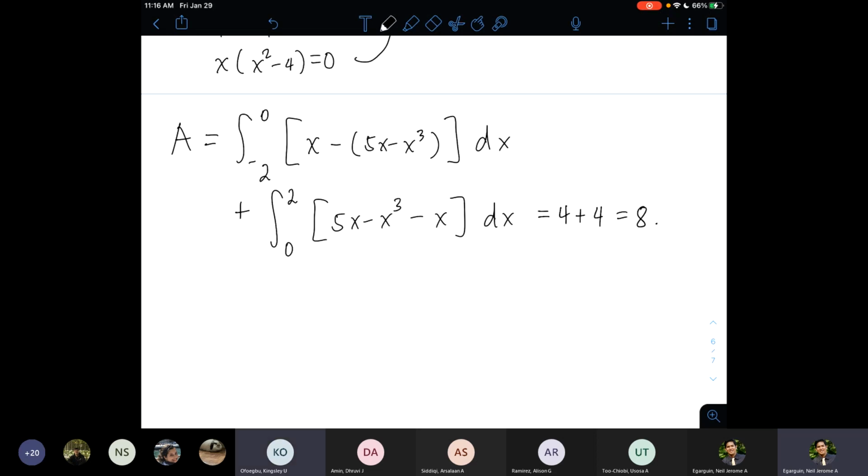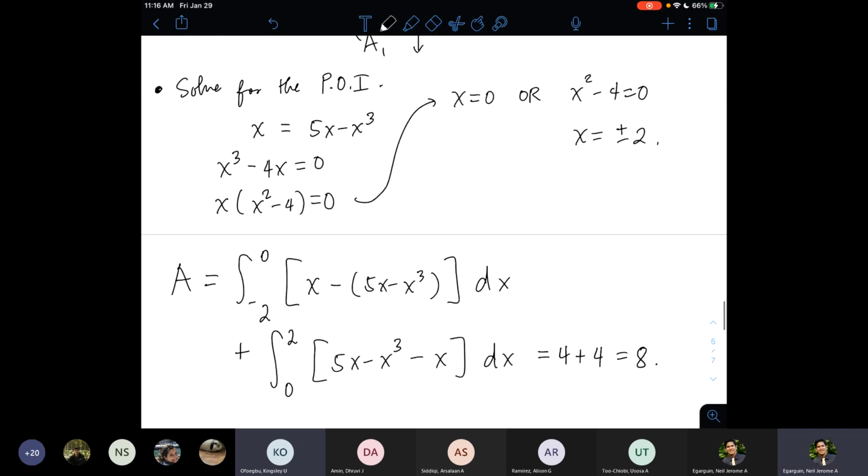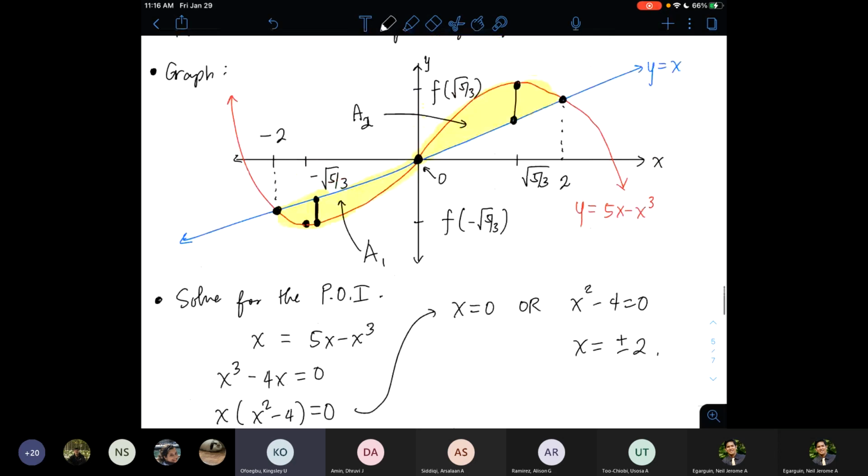All right. So you have a question, Kingsley? Yeah. So you said you're not certain because the graph was kind of weird. So it's 5x minus x cubed, and we don't really know how to graph it. So that's the reason why you're not sure. Yeah, that's it.